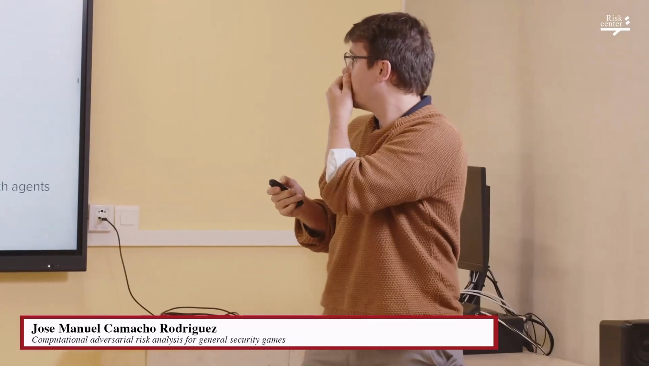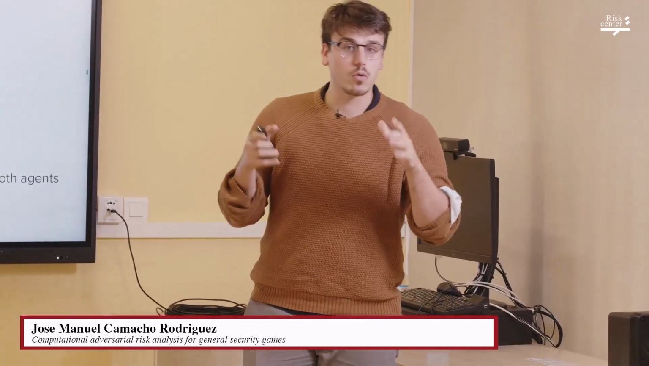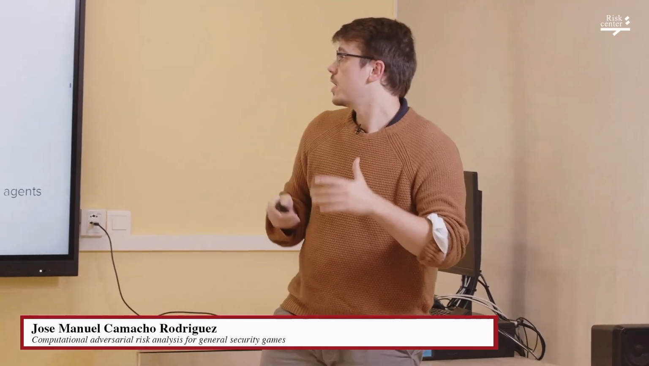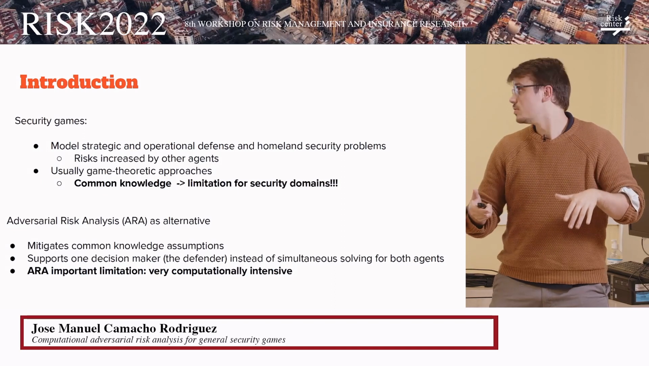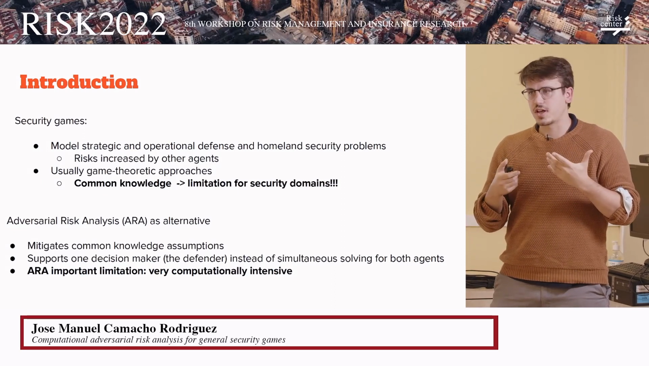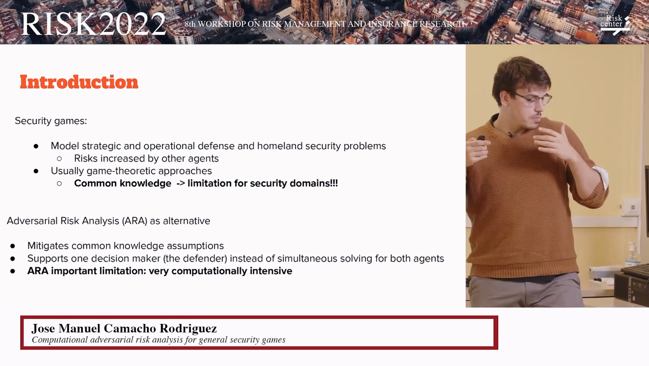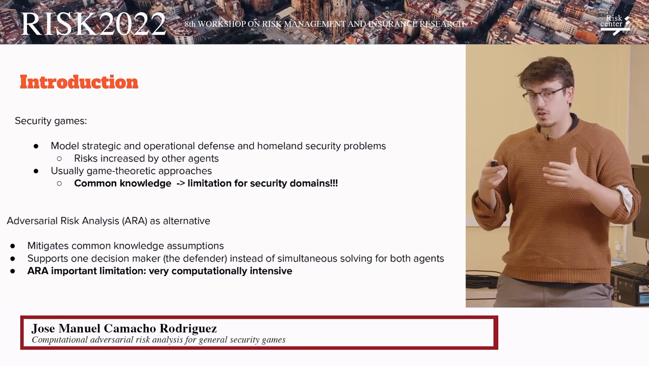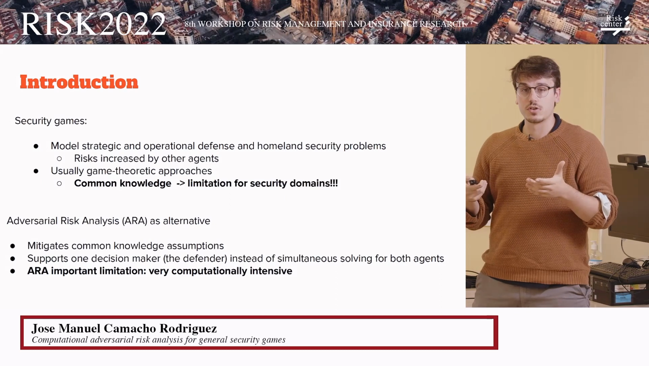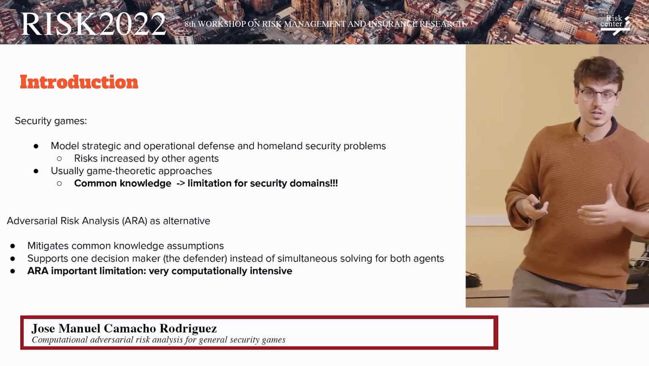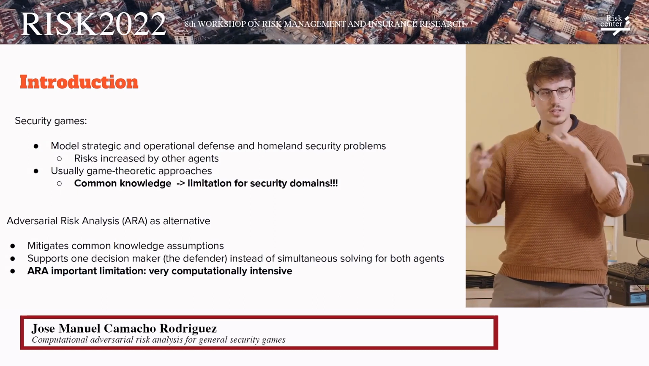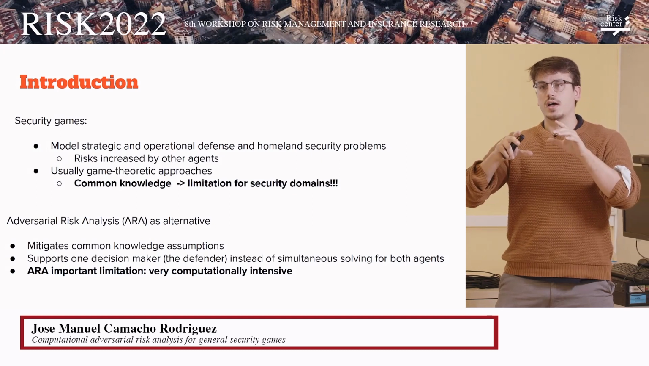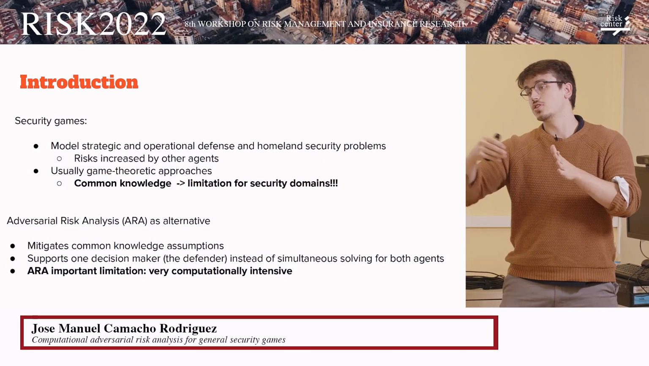We were working with security games, which are a way to model scenarios such as strategic and operational defense, or homeland security problems. In these scenarios, risks are increased by other agents. One of the main setbacks when dealing with security games is that people usually use game theoretical approaches that are limited for this case, since they assume common knowledge, which is a limitation for security domains. That's why we use another approach, adversarial risk analysis, which mitigates this common knowledge assumption. Instead of solving the game simultaneously, you just do it from the decision maker's side.